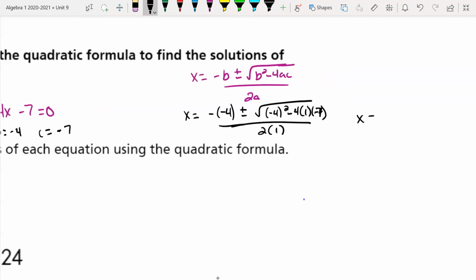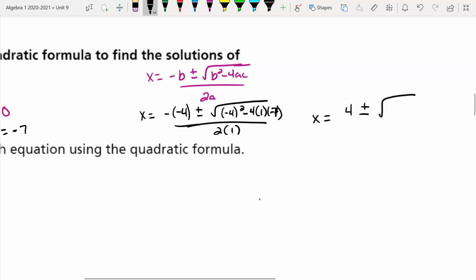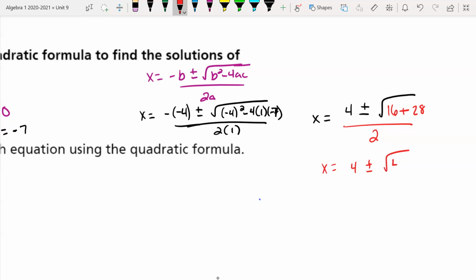Then we simplify. Negative 4 becomes a positive 4 plus or minus the square root. Here's where I see the most errors normally. Negative 4 squared is negative 4 times negative 4. So what's a negative times a negative? Hopefully you're saying that's a positive, so that would be 16 minus 4 times 1 times negative 7. So it's a negative 4 times a positive 1 times a negative 7. A negative times a negative gives me a positive 28, all over 2 times 1, which is 2. So that would be 16 plus 28, which is 44.